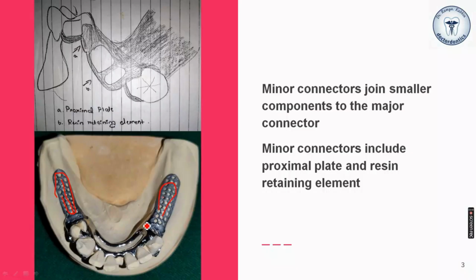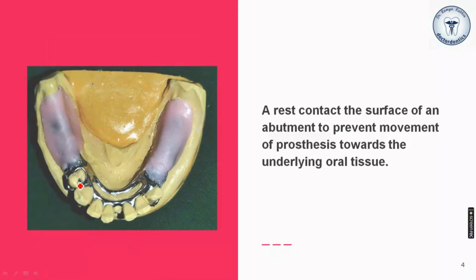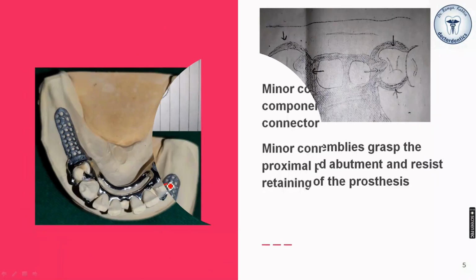They will get interlocked in this. So this is the proximal plate. This one. So these are the minor connectors. Next, coming to rest. In this, we will prepare a sausage kind of preparation on abutment teeth to hold these retainers. It will give you support so that it will not allow the prosthesis to move towards the underlying soft tissue.